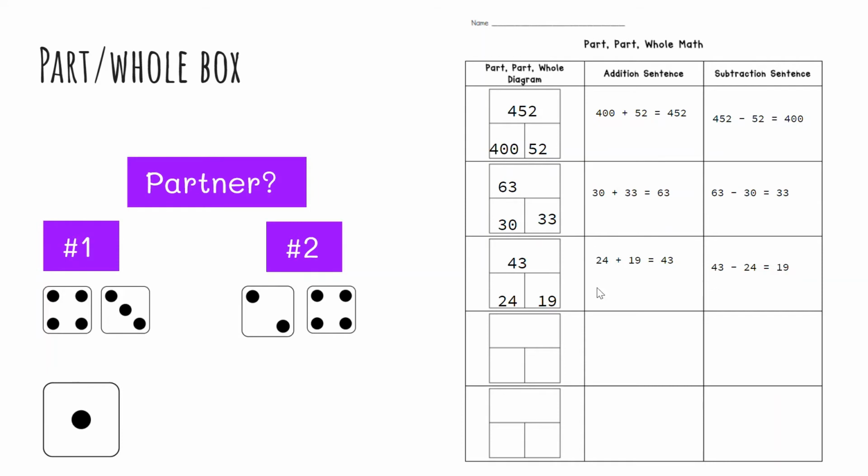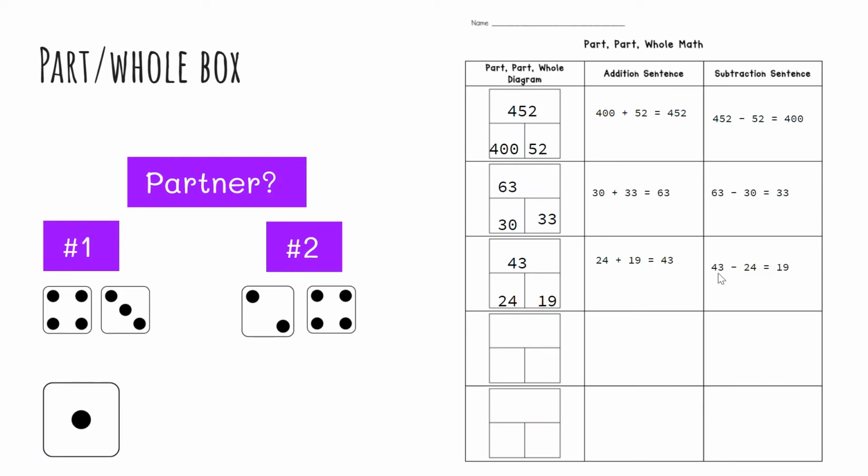And now you are going to write your addition statement. 24 plus 19 is 43. And if you want to challenge yourself a little bit more, can you make another subtraction statement? Yeah, you can do 43 minus 19, which will give you 24.